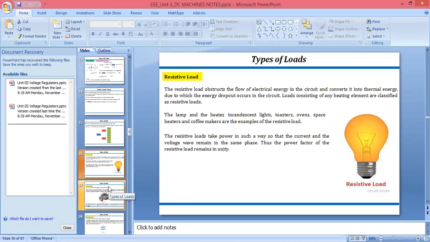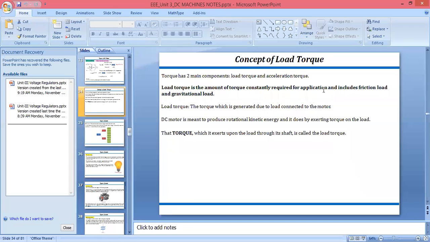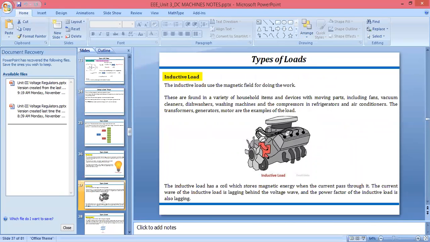Now we can look at the inductive load. We have to see these loads one by one, because we use these loads when we are giving torque to the load. When we give torque to that load, the motor will start to rotate. So firstly we have to see this load. You can see here the inductive load.